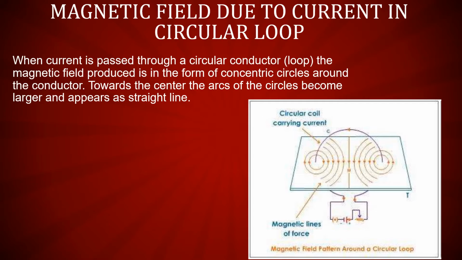Towards the center, the arcs of the circle become larger and appear as a straight line. As you can see over here in this figure, you can imagine this conductor being a straight current carrying conductor, and we use the Maxwell's right hand rule to identify these concentric circles, and the direction, as shown by the direction of our fingers, can be seen over here.